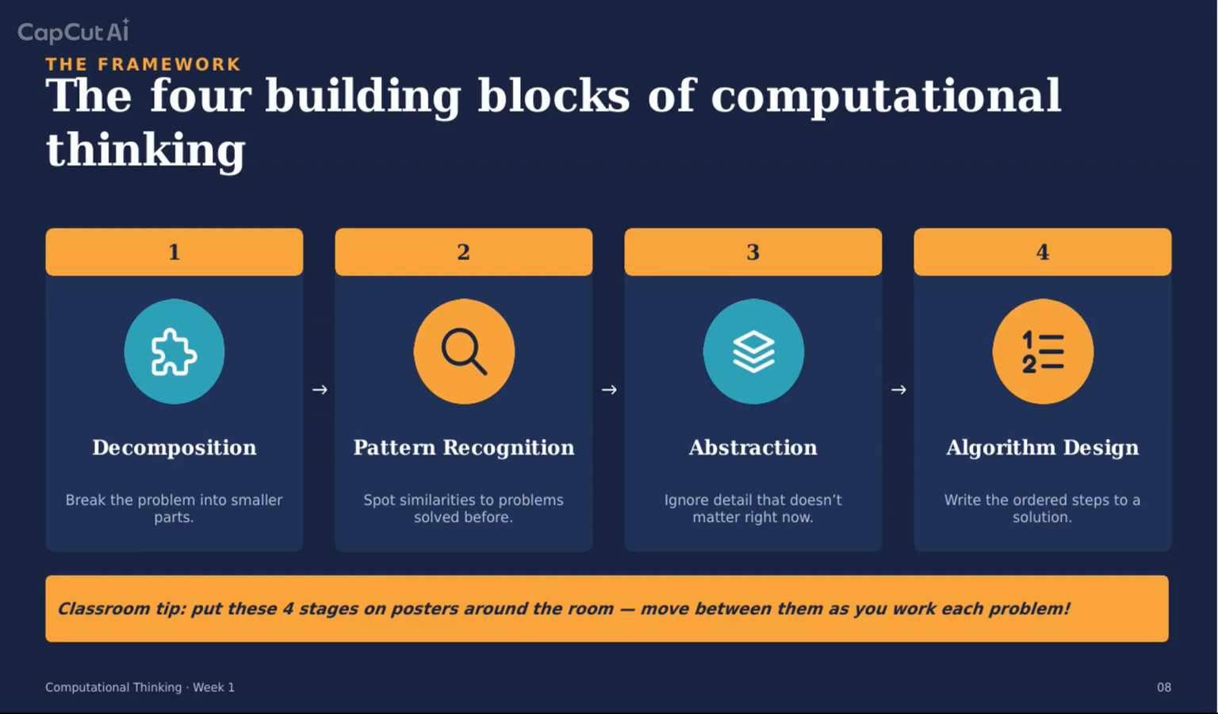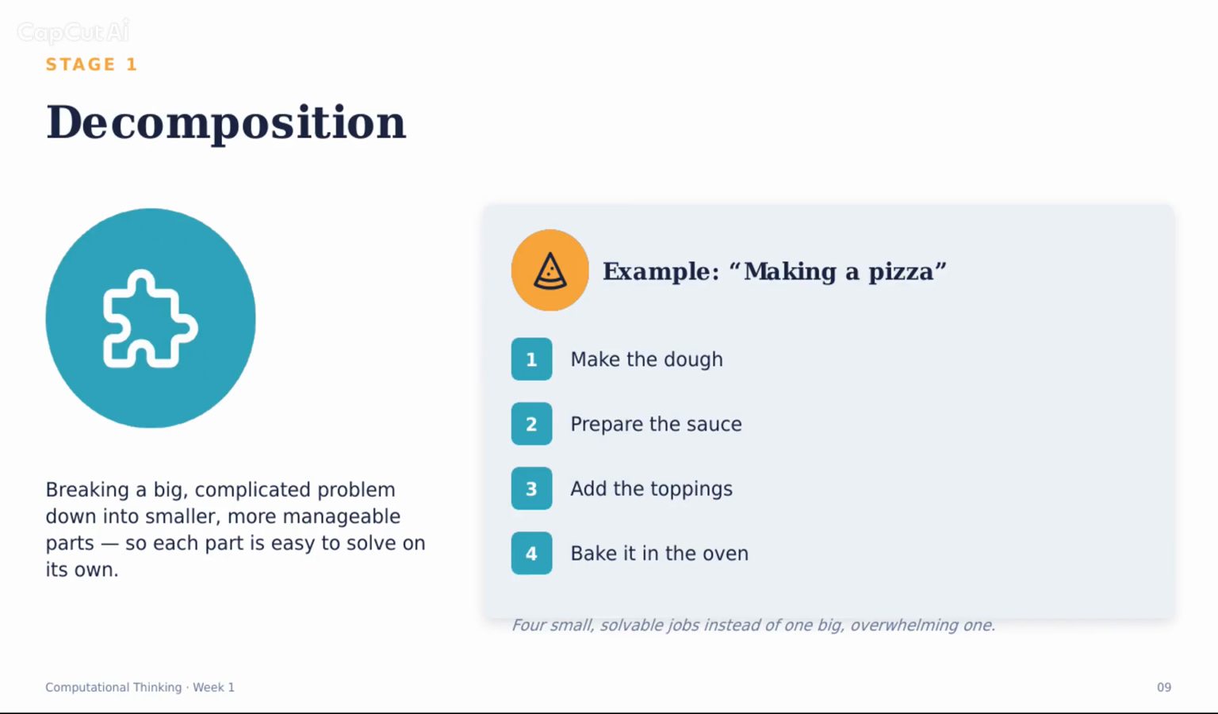If you're following along in a classroom, a great trick is putting these 4 stages on posters around the room and physically moving between them as you work. Let's break each one down properly, starting with decomposition. Decomposition means breaking a big, complicated problem into smaller, manageable parts, so each part is easy to solve on its own.